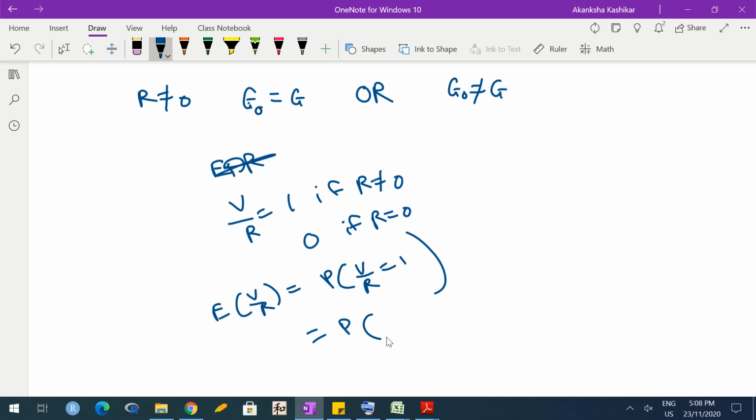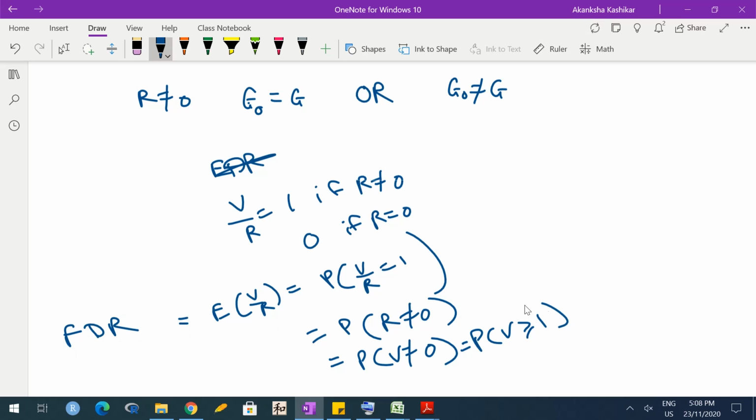Okay. So this is same as probability of R not being equal to 0. And we know that if R is not equal to 0 and V by R are equal, so this is same as probability of V not equal to 0. So this is same as probability of V greater than or equal to 1. So we have FDR as equal to family wise error rate if G naught is equal to G.